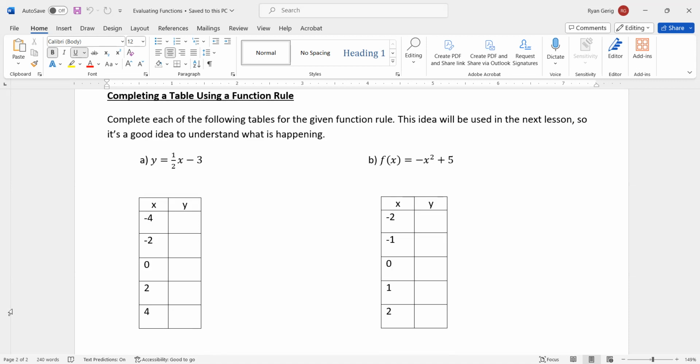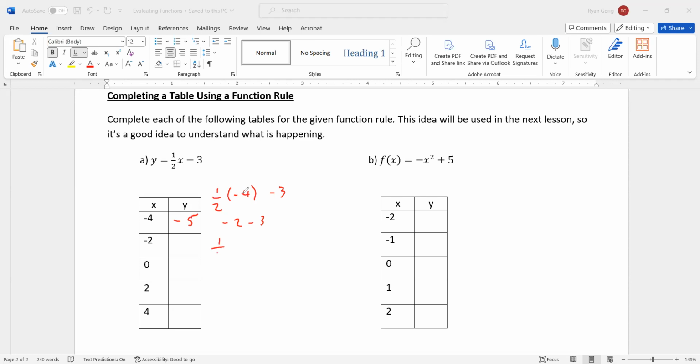For a table of values, you're going to have to come up with the x values. I gave them to you right here. I gave you the x values of -4, -2, 0, 2, and 4. Why those? We'll talk about that in the next lesson. So I'll put -4 in for x. That's all I'm doing. Basically evaluating functions 5 times. 1/2 of -4 is -2, minus 3 is -5. So the y value is -5.